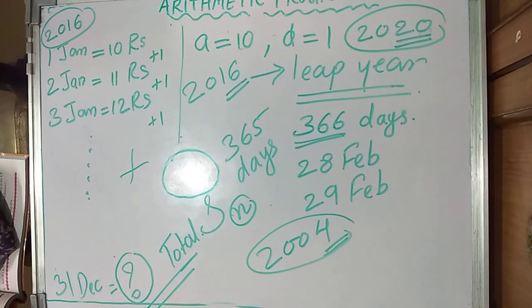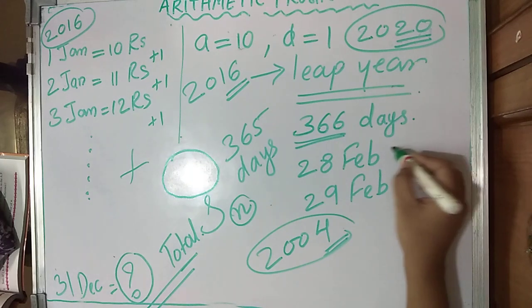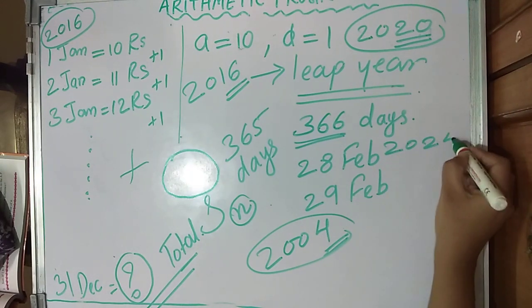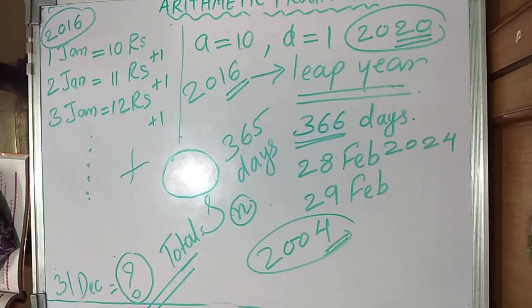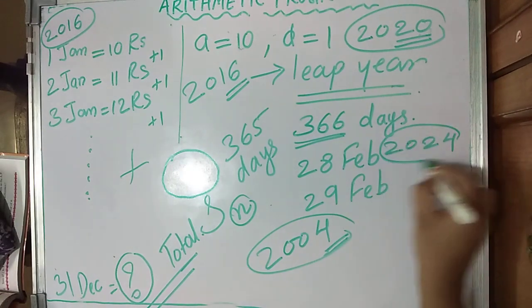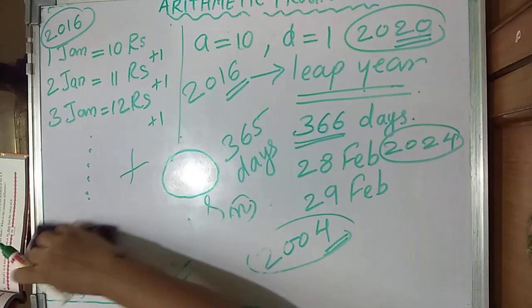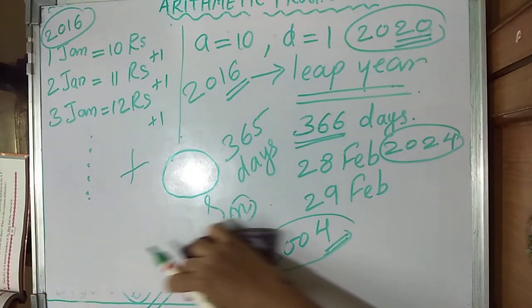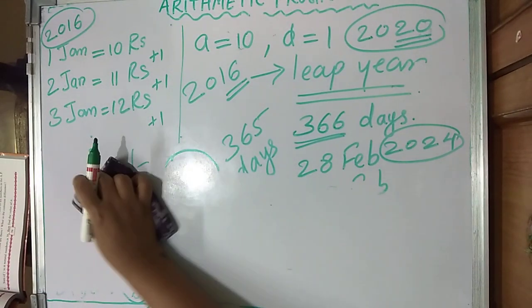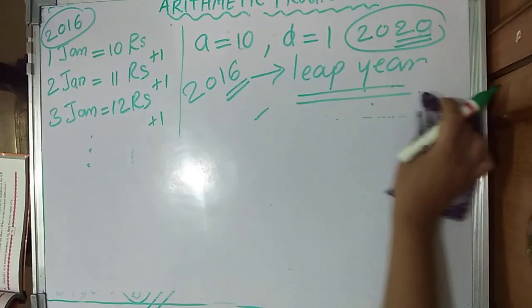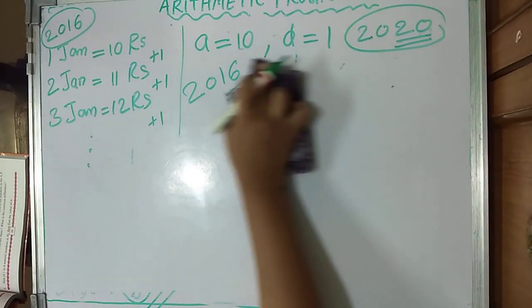What will be the next leap year? The next leap year will be 2024, after 4 years. Now let's come back to the sum. That was for your extra knowledge, children. Leap year means a year where you have one extra day. So we have a total of 366 days in a leap year.